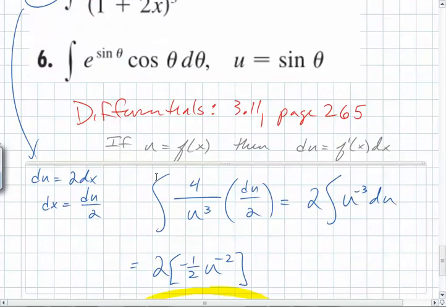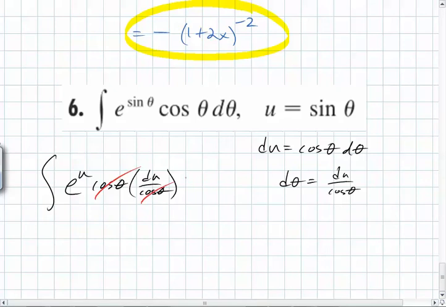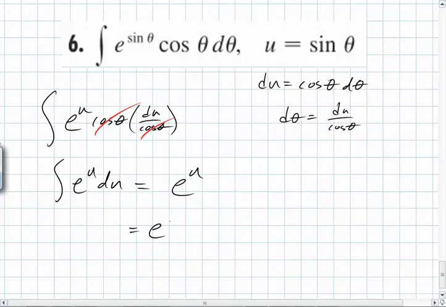Very nice. Let's actually do the second one as well. e to the u times what? d theta is du over cosine theta. Basically what you're doing is taking care of this. You don't need to track the chain rule anymore. So you have e to the u du. What's the integral of that? e to the u. So in this case, the answer is going to be e to the sine theta, which should make sense because the derivative of e to the sine theta is e to the sine theta times the derivative of sine, which is cosine. So when these work, do they work really nicely?